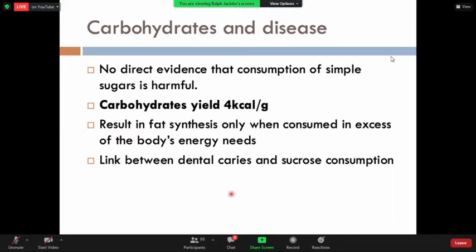Okay. Now, take note that our carbohydrates, when we take them in, would provide 4 kilocalories of energy per gram of carbohydrate taken in. Okay. Now, when we take in excess of these carbohydrates, it would result in lipogenesis.